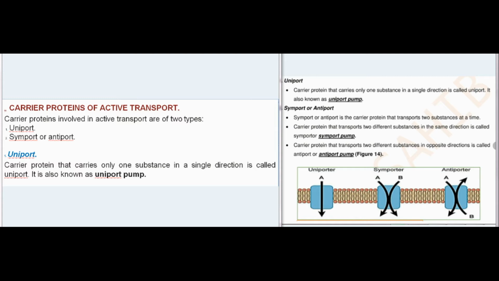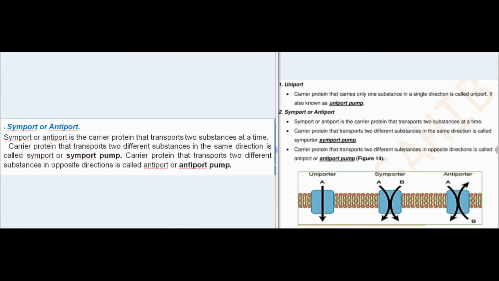Carrier proteins of active transport. Carrier proteins involved in active transport are of two types: uniport, and symport or antiport. Uniport. Carrier protein that carries only one substance in a single direction is called uniport. It is also known as uniport pump. Symport or antiport is the carrier protein that transports two substances at a time. Carrier protein that transports two different substances in the same direction is called symport or symport pump. Carrier protein that transports two different substances in opposite directions is called antiport or antiport pump.